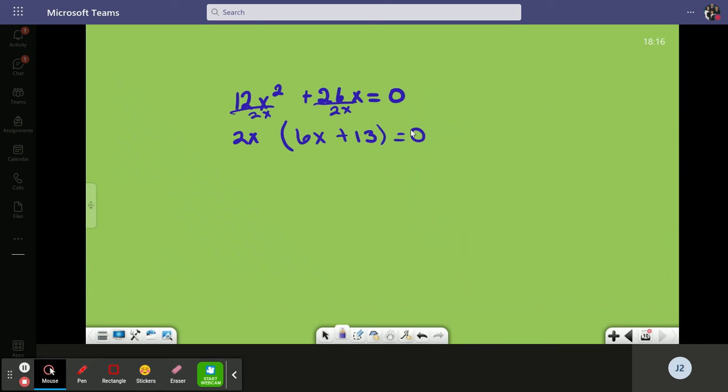So now here's my last step. If A times B equals 0, somebody's got to be a 0, right? A's got to be a 0 or B's got to be a 0. Otherwise, I can't get this out here. So my last step: x equals 0, or 6x plus 13 equals 0. x equals 0. Solving my two-step.